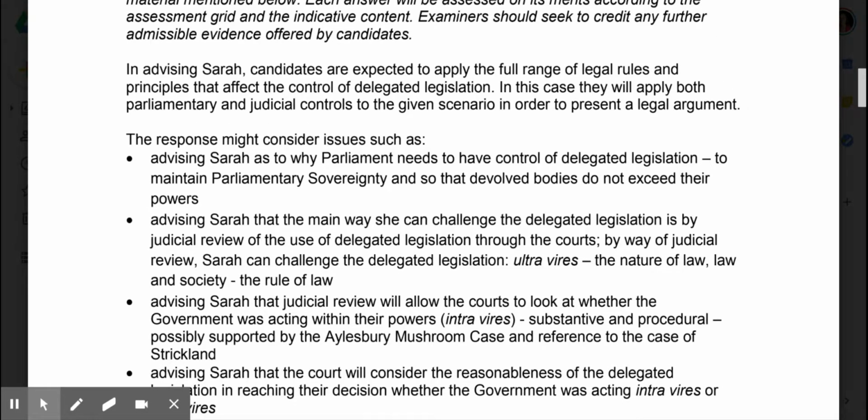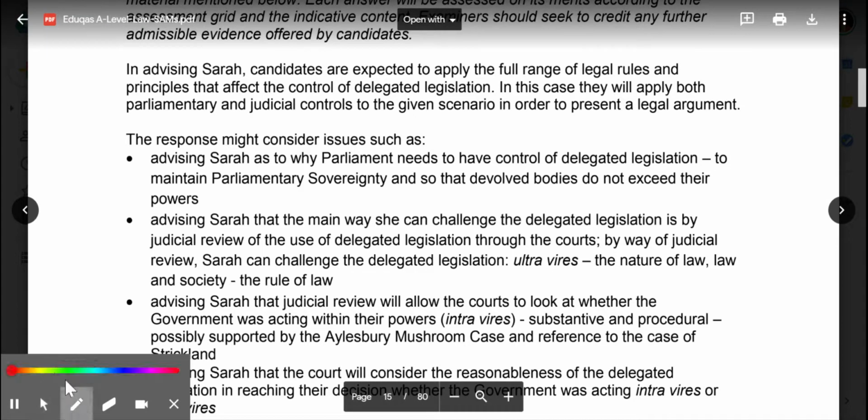Whenever you have a question about a specific topic, so delegated legislation and the control thereof, you need to have some initial definitions in your introduction. So I'd like to see your lovely definition of delegated legislation, saying that it's powers passed from Parliament onto another body to make laws on their behalf, and the powers are passed through the Parent Act or the Enabling Act. And just a mention that you have your different types.